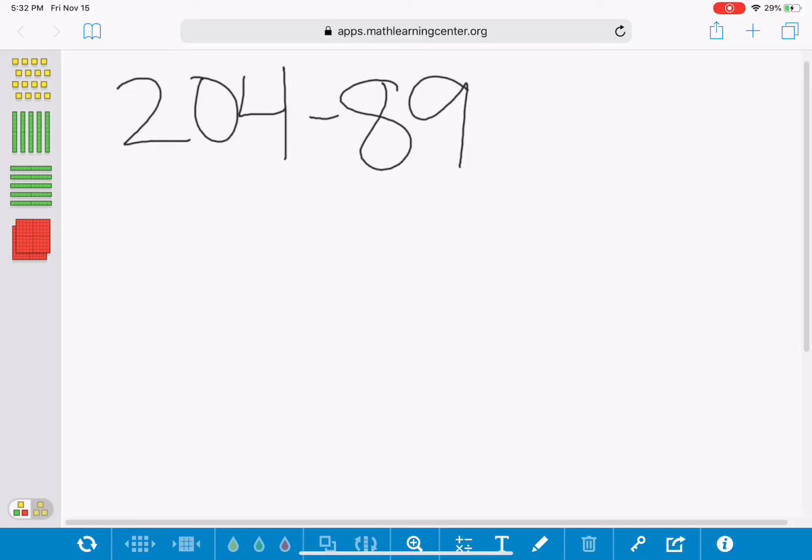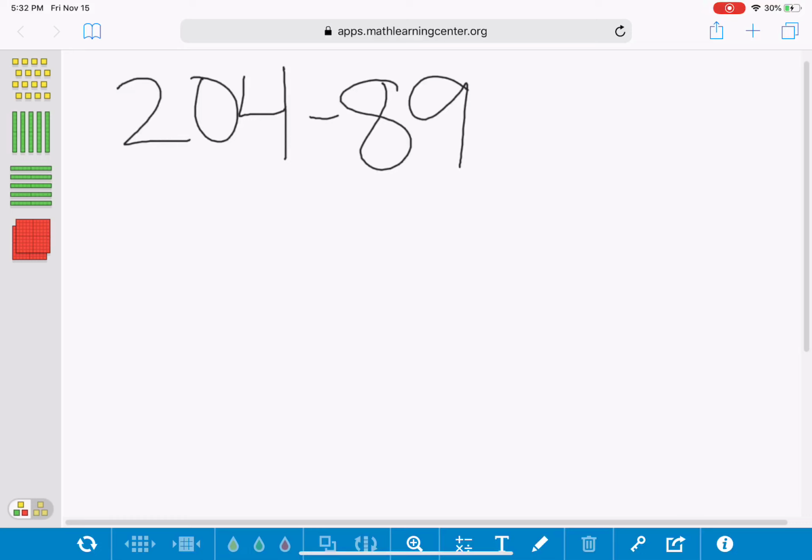The first strategy will be for 2nd grade. 2nd grade students use base 10 manipulatives to solve subtraction problems, and so this is what it might look like. First, the students would take the manipulatives for 204 and lay them out.